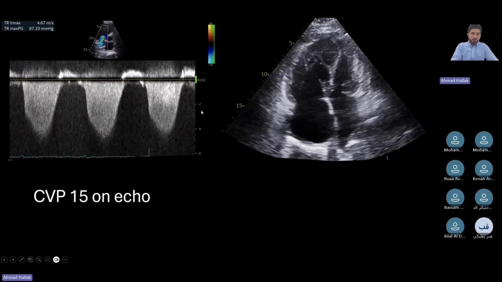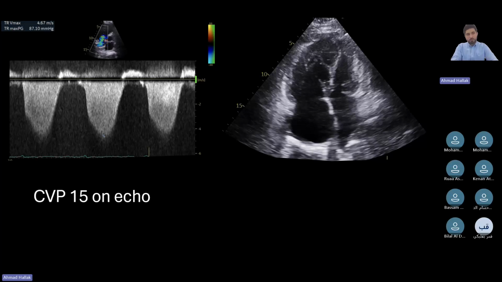So look at this echo finding. You can see the TR velocity was 4.67. So this gives you an RVSP of 87 plus the CVP, and it was a dilated IVC. فحسبنا the CVP is 15. In addition to 87, so this person has a PA pressure of 102.